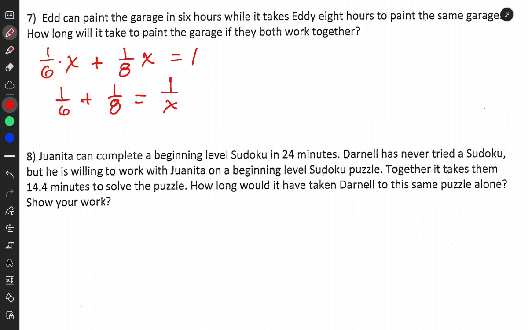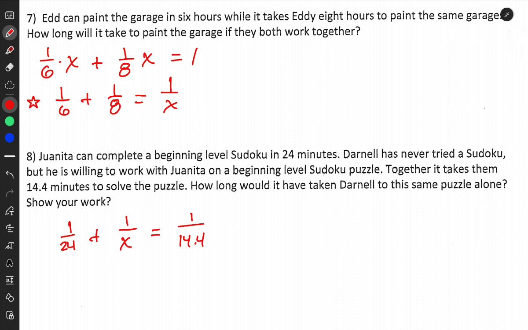So here's what's cool about this. I can represent how much of the job a person can do. Juanita can do 1/24 of a Sudoku per minute. This other person, I don't know, but they can do 1/X of the job per minute. And working together, they can do it in 1/14.4 minutes. So this is inspired by the view I had up above. So let's go ahead and solve the top one for Ed and Eddie.